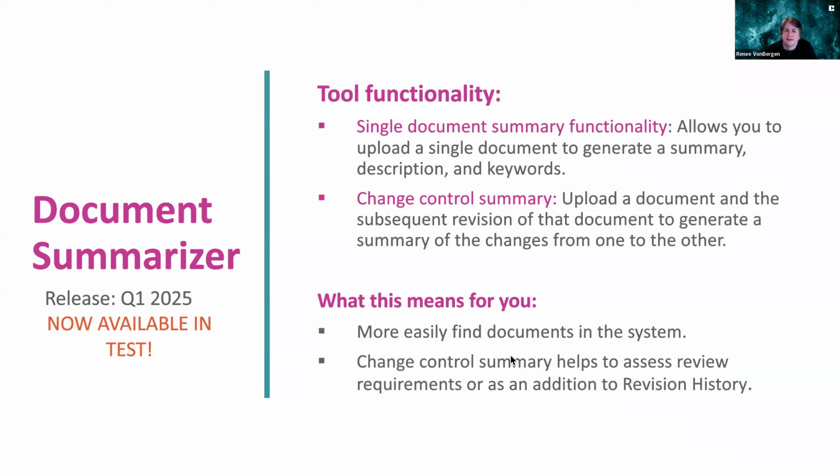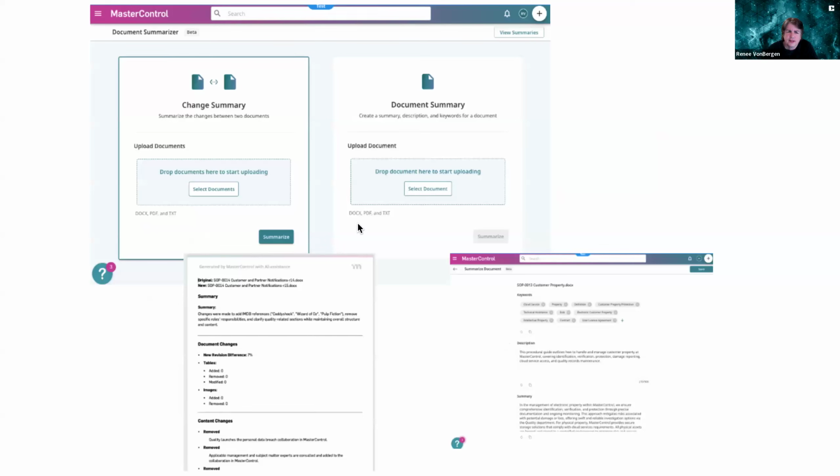All right, and the last of the 3 is Document Summarizer. We have 2 things that are happening here. And let me just jump to this next one to illustrate this. The first thing is a change summary, and this is where you can upload 2 documents, one being a revision of the other, and say, okay, tell me what changed. So down here in the summary that's generated, you'll see, for instance, that we remove some text, and it tells you what text was removed. And it also gives you a summary of what all the changes were.